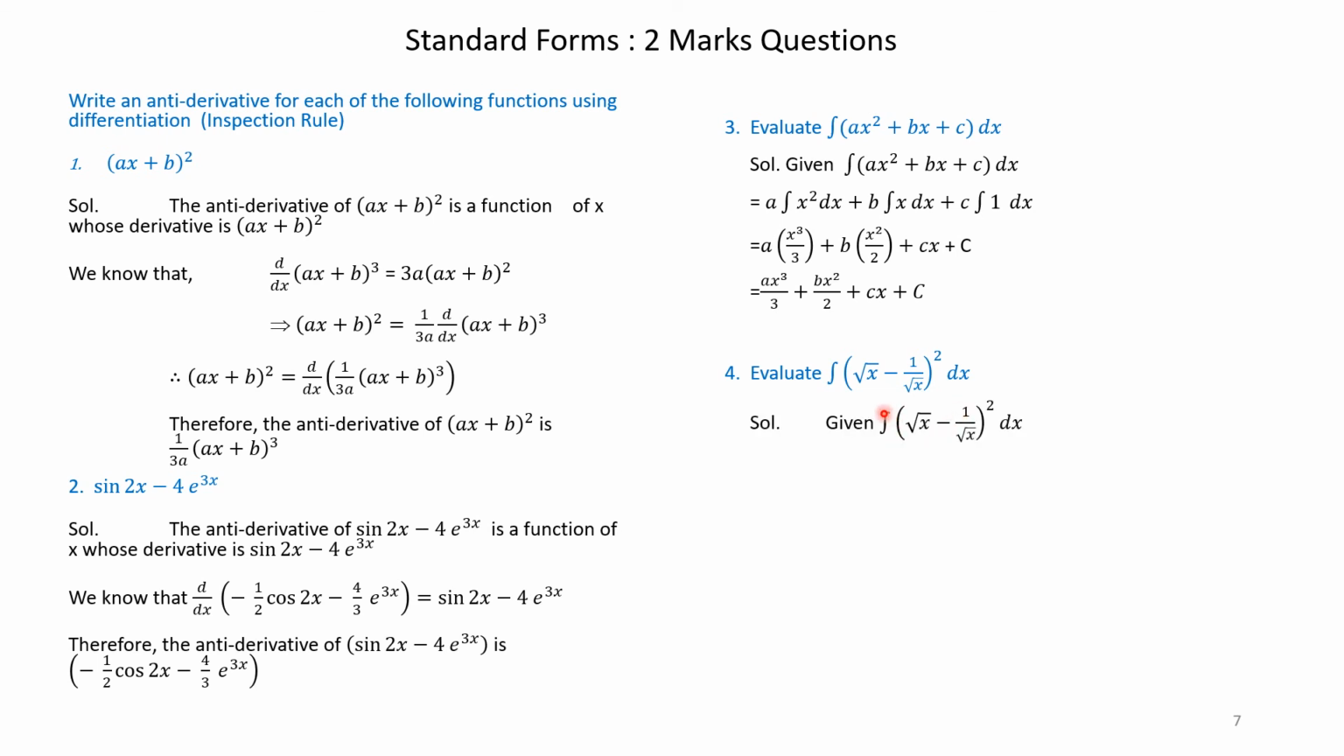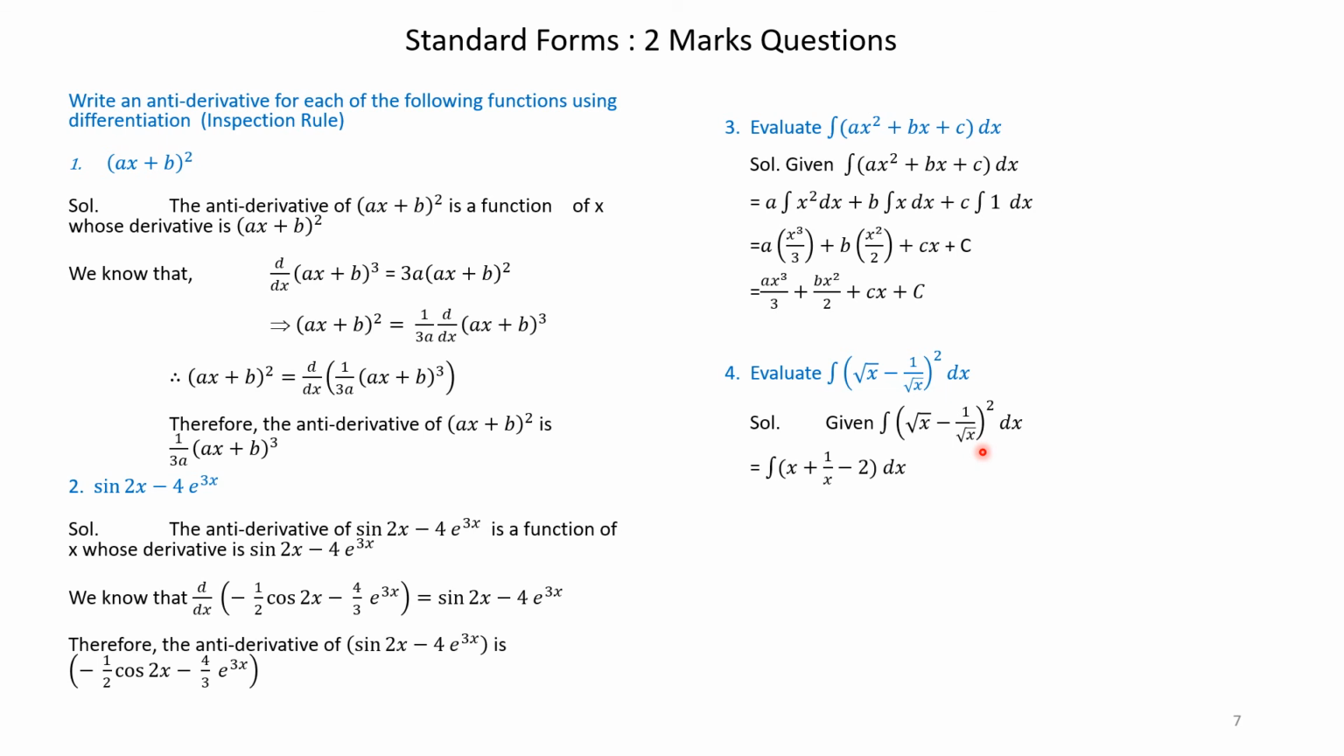So, given integral, we are writing the given equation as it is. That is, given integral within brackets (square root of x minus 1 over square root of x) whole square dx. So, you have to expand this. That is (a minus b) whole square. Using that, (a minus b) whole square is given by a square plus b square minus 2ab.